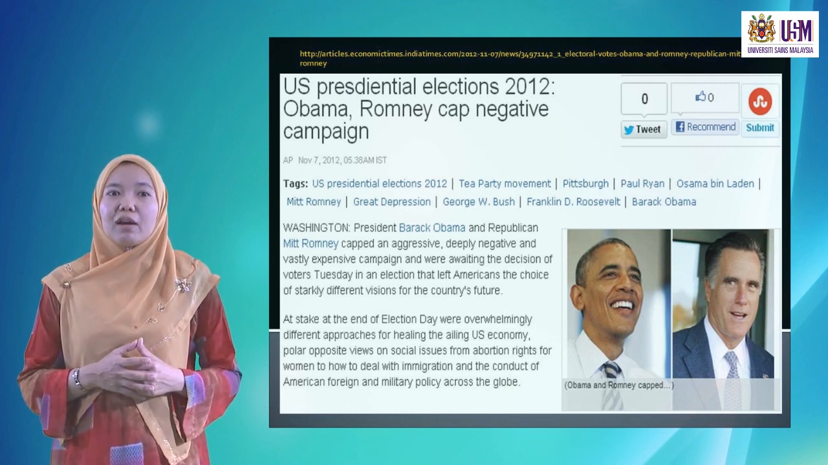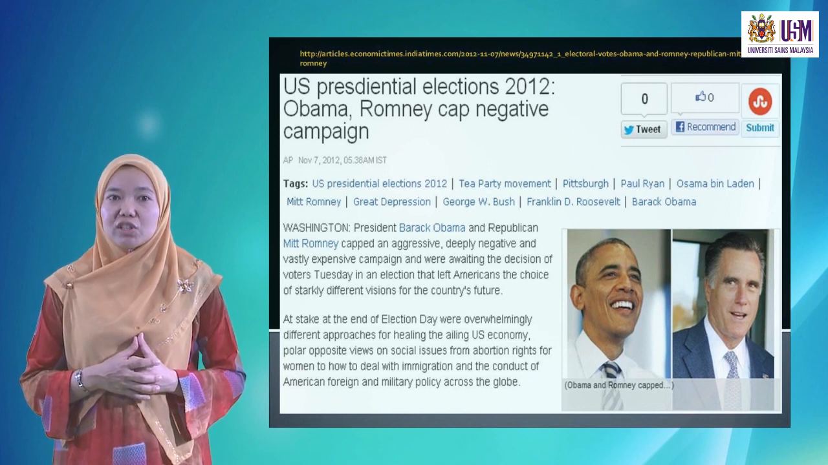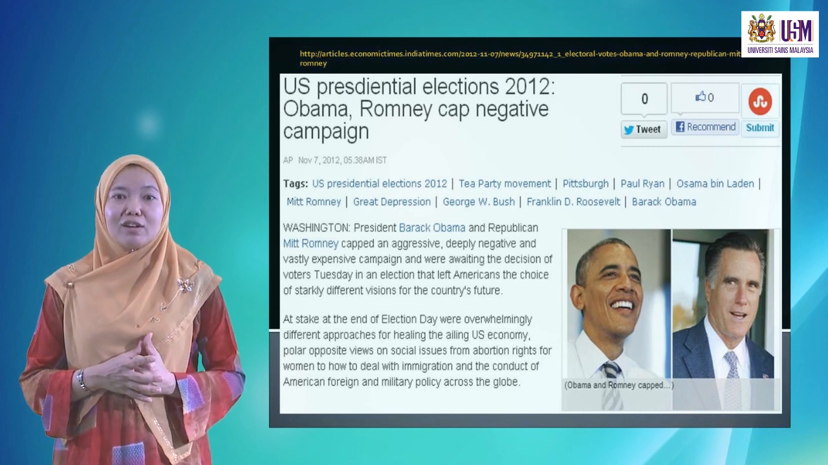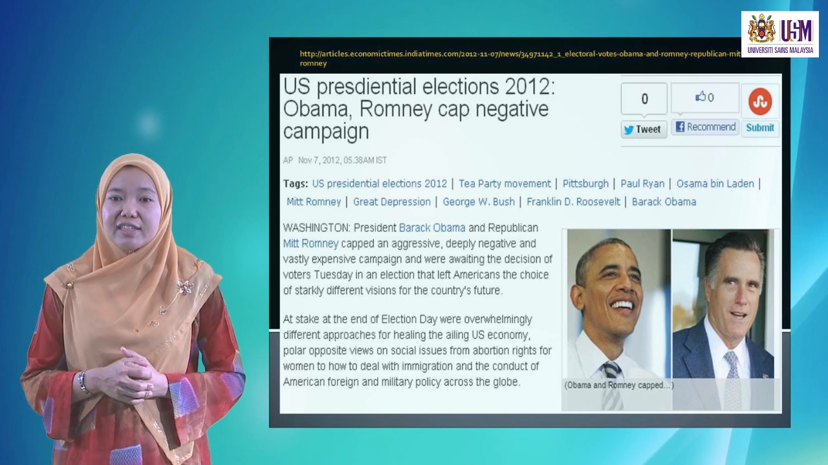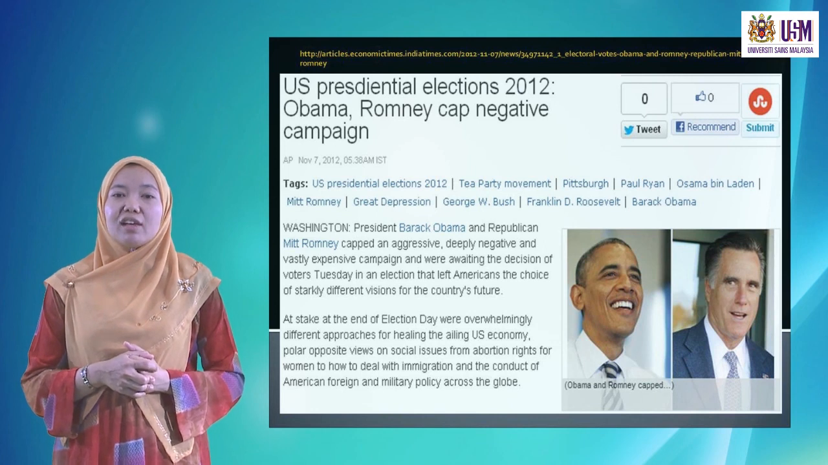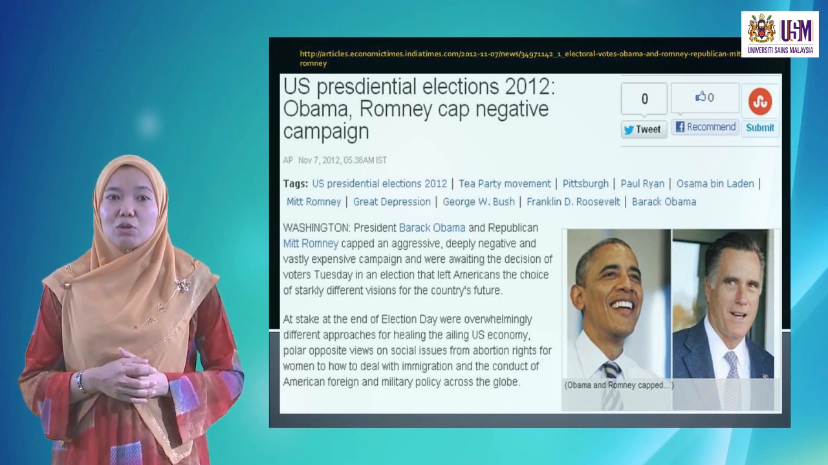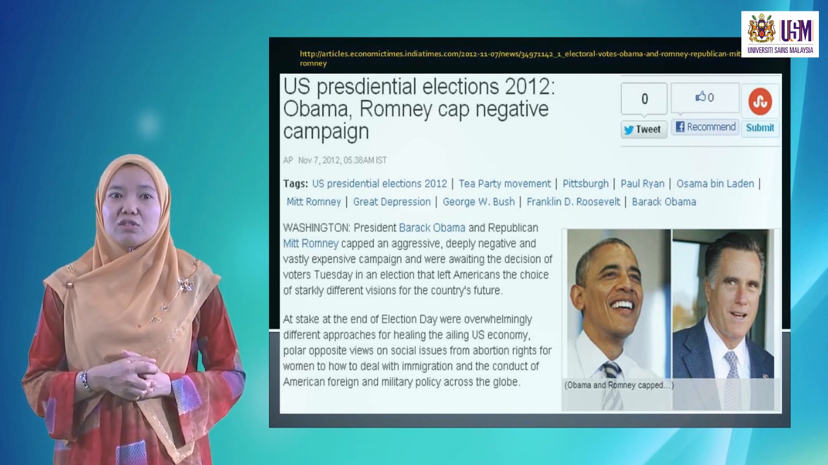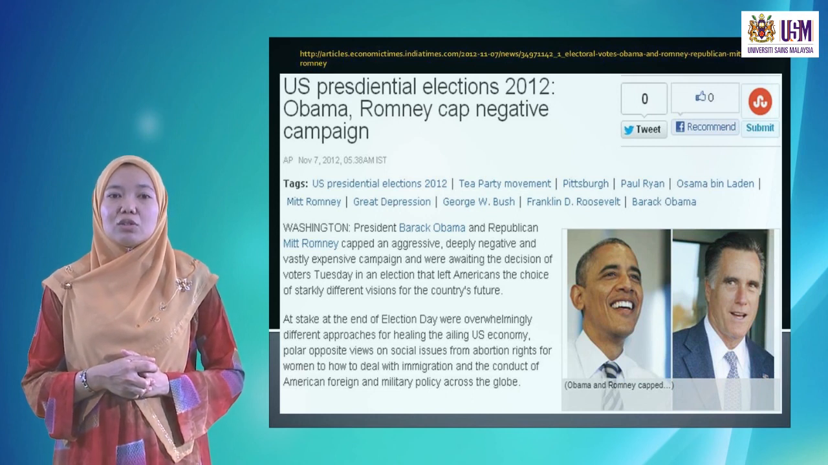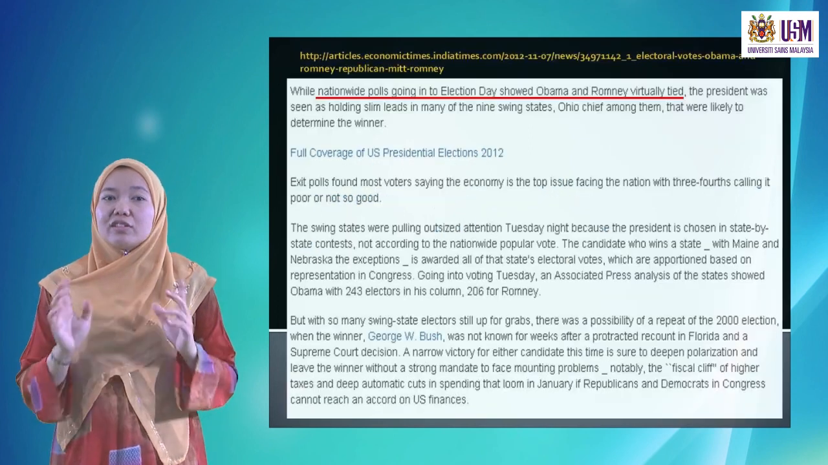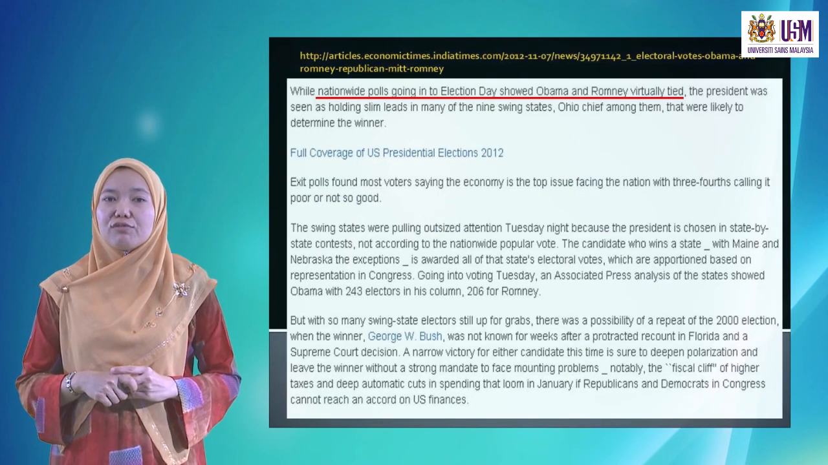So just now when we talk about the United States presidential election, we had one that just ended recently in November. I can't remember the date, but basically you have the two contenders. We have the incumbent president, Barack Obama, as well as the contender, Mitt Romney. Both of them are contending for the position of president of the United States. It's a 4-year term. So Barack Obama is looking for a second term, while Mitt Romney is trying to get into the White House. We are still talking about the presidential election for the United States.